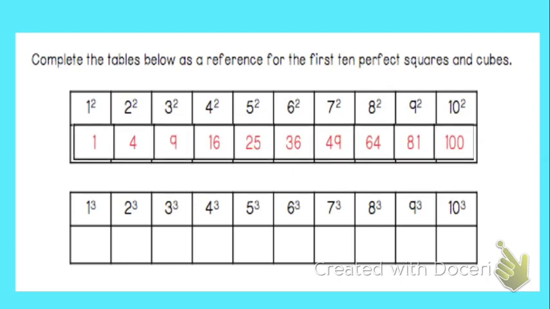So 1 squared is 1, 2 squared is 4, 3 squared is 9, 4 squared is 16, 5 squared is 25, 6 squared is 36, 7 squared is 49, 8 squared is 64, 9 squared is 81, and 10 squared is 100. Go ahead and do the cubes, which is basically saying 1 times 1 times 1, which we know is 1. Okay, so go ahead and do the rest of those.